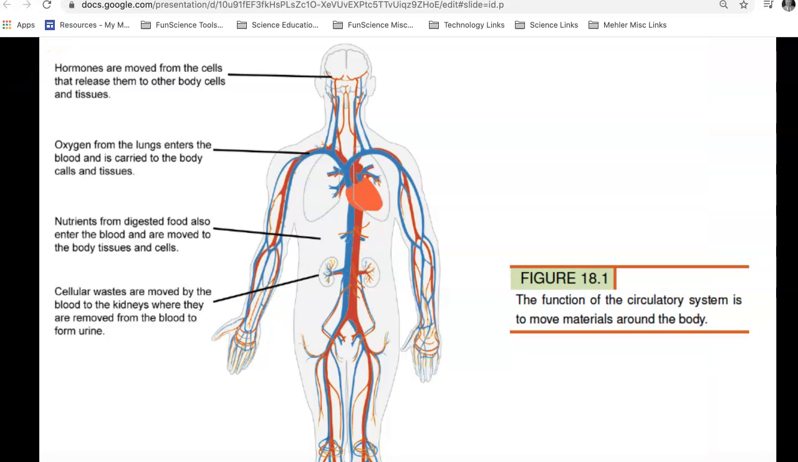A lot of people are under the mistaken notion that the only reason you have the circulatory system is to move your red blood cells and oxygen around. That's, of course, one of the most important reasons you have a circulatory system, but it also moves your hormones around. It also moves nutrients from digested food around, and it also moves the cellular wastes around your body. So besides the oxygen, which is super important, we move hormones, nutrients, and cellular waste through the circulatory system.